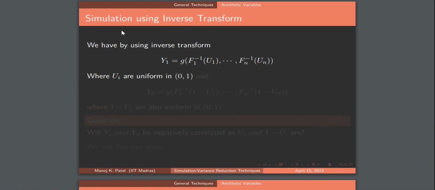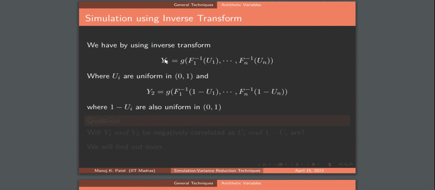We'll see the use of antithetic variables with the inverse transform method. We use the inverse transform method to simulate the Xi's and get the function values at those points, where the Ui are uniform on (0,1). First we generate U1 up to Un from the uniform distribution on (0,1), and then we also take 1 minus Un, which will also be uniform on (0,1). We again use inverse transform to generate the random variables and get the value Y2.